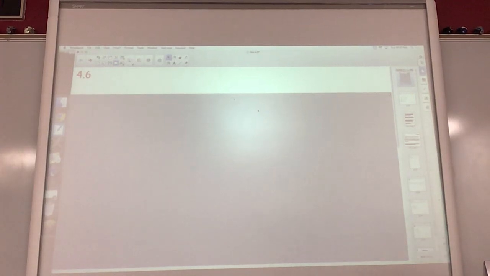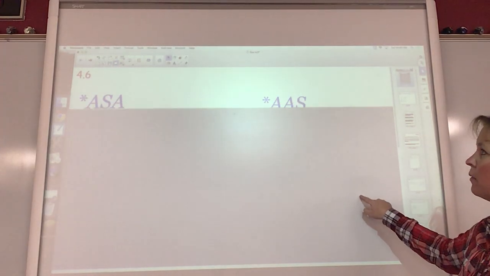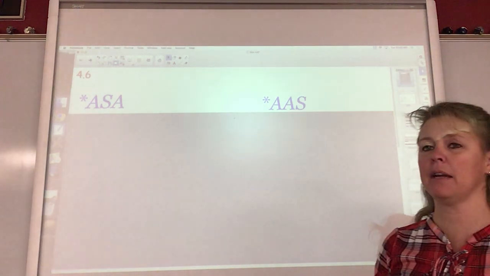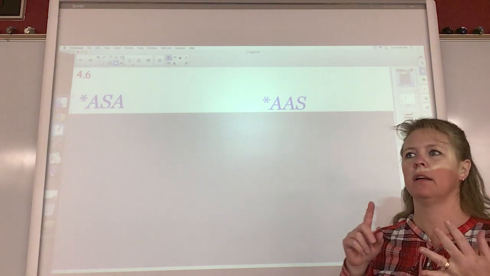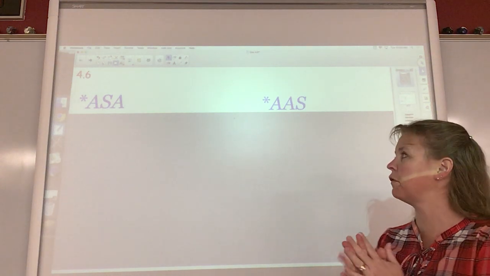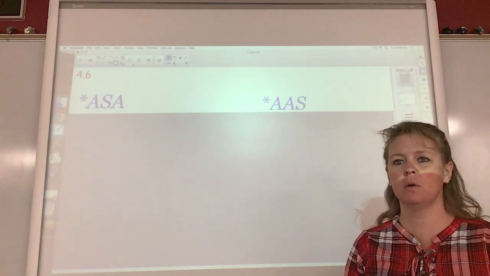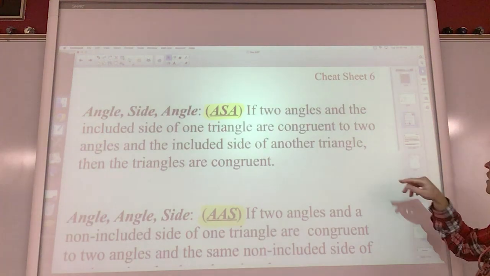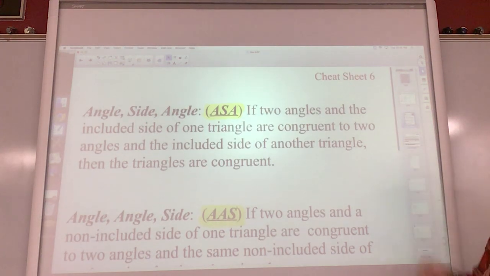Notes for section 4.6. We are going to be talking about angle, side, angle, and angle, angle, side, both on the same day. You've already used side, side, side, side, angle, side, and the HL, so you've worked with 3 of them so far. Let's work with these 2 all on the same day. Take out cheat sheet 6. Cheat sheet 6, take a look at the 2 that we're looking at.